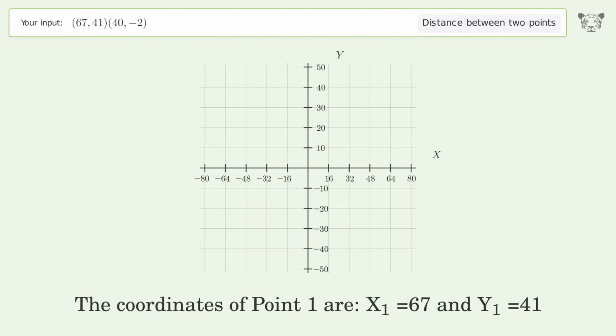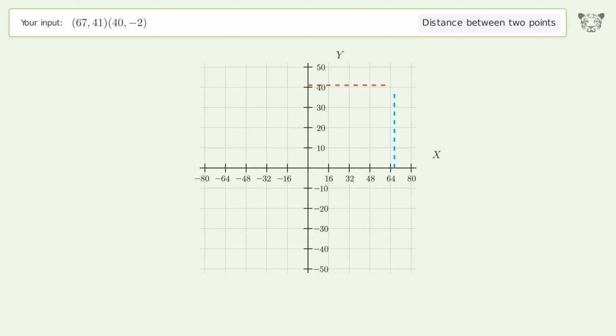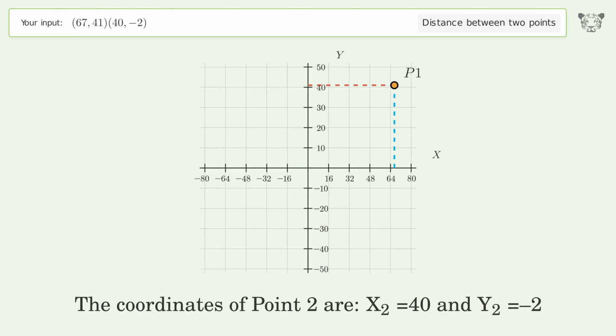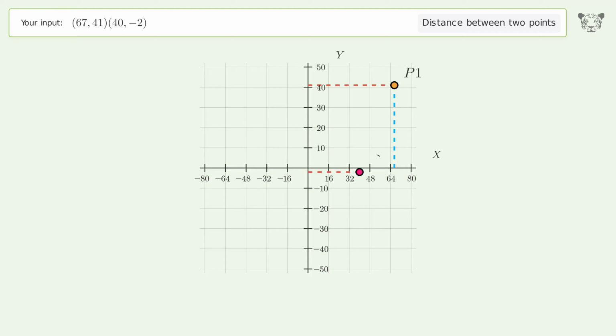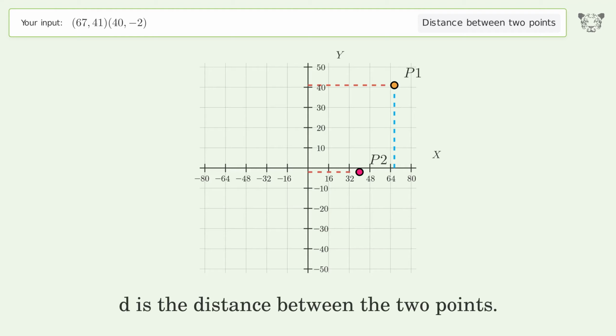The coordinates of point 1 are, x1 equals 67 and y1 equals 41. The coordinates of point 2 are, x2 equals 40 and y2 equals -2. D is the distance between the 2 points.